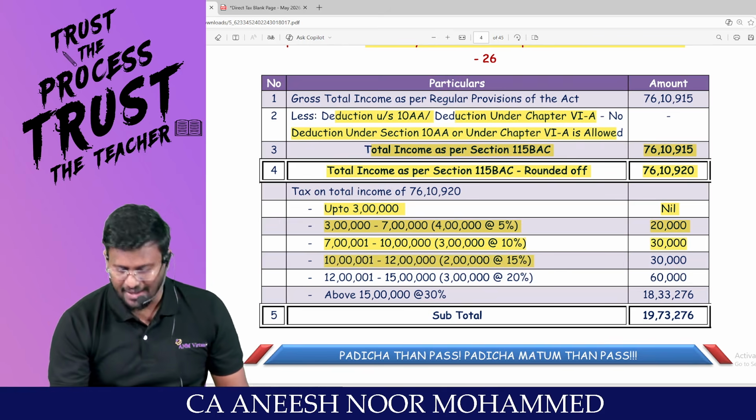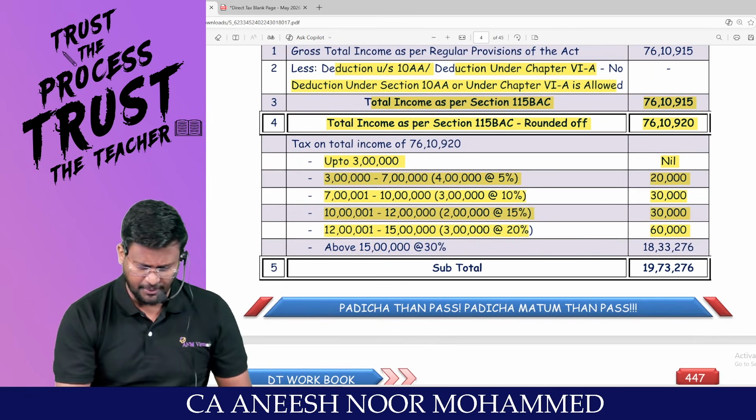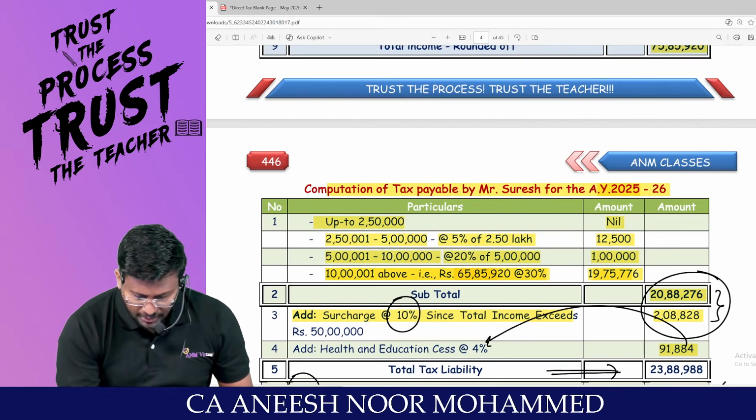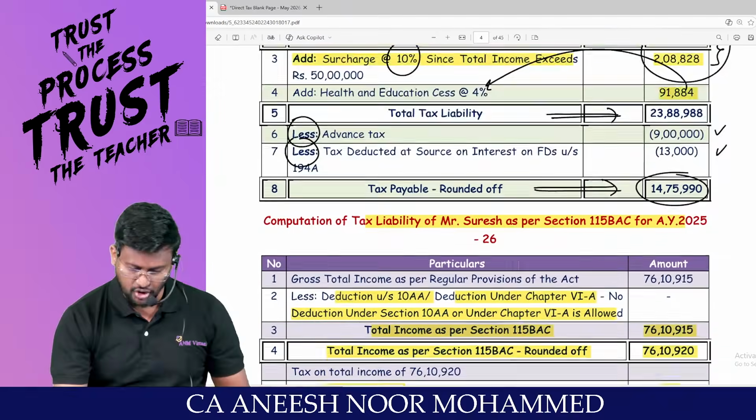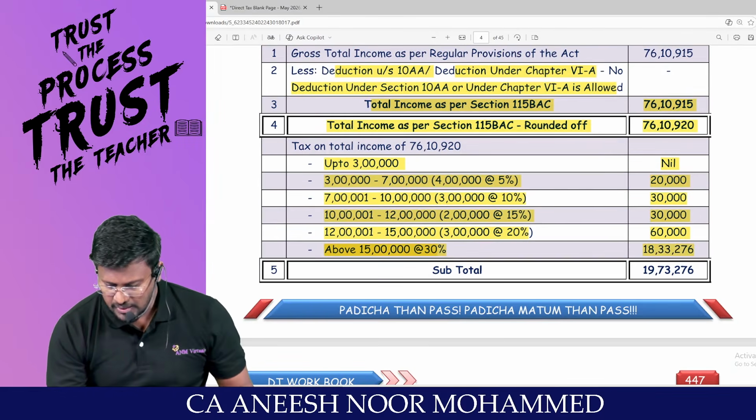10 lakh to 12 lakh at the rate of 15%, and 12 lakh to 15 lakh at the rate of 20%, above 15 lakh. That's what I said. In the optional tax regime, above 10 lakh itself, 30%. But in the default tax regime, above 15 lakh, sir, 30%.